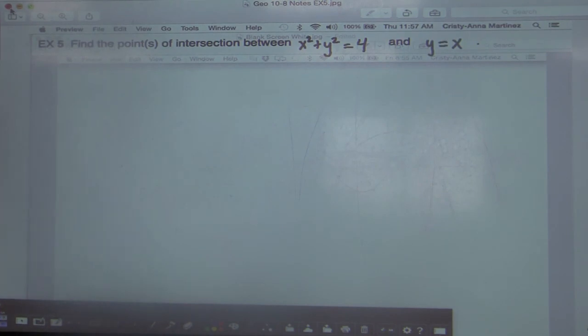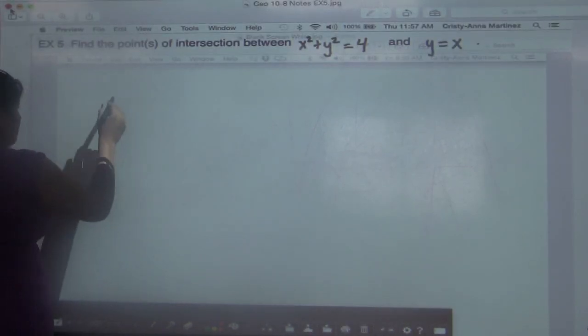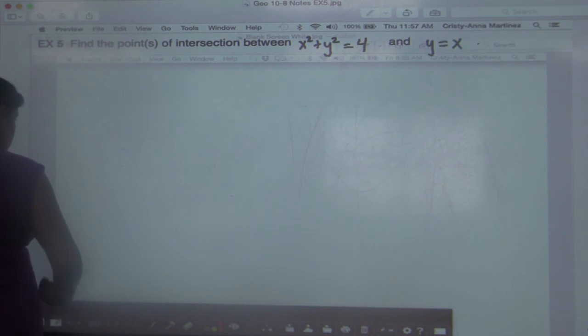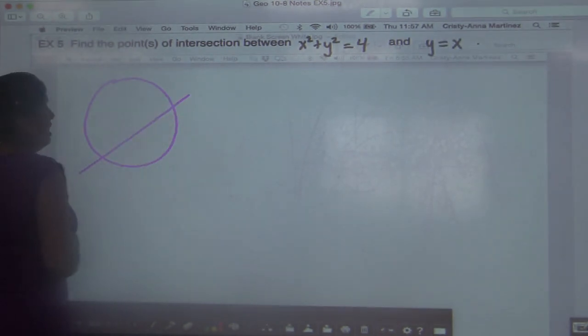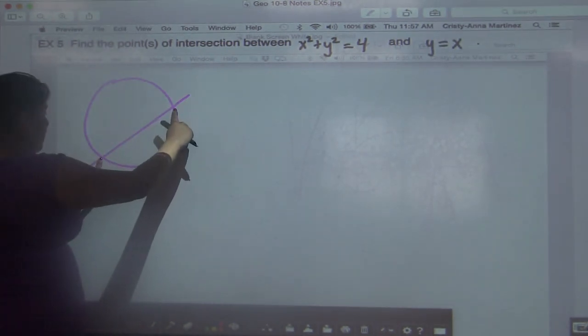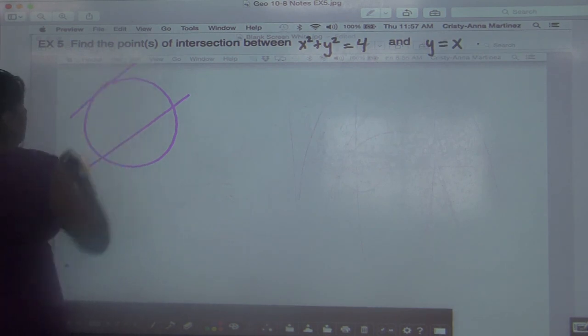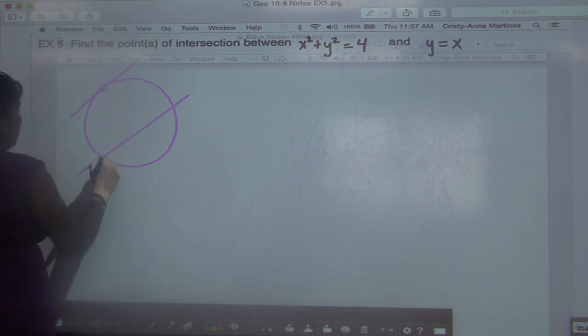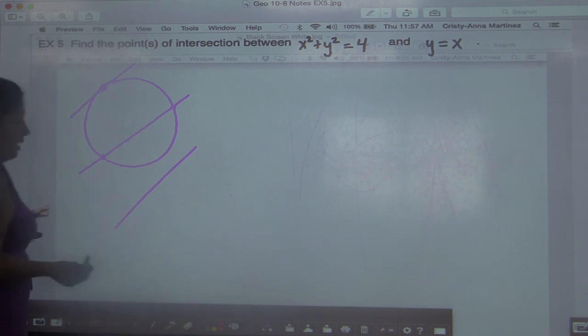It says find the points of intersection between the circle x squared plus y squared equals 4 and y equals x. So I want you to know that what's happening here is that you have a circle, and you have a line like y equals x, and they want us to find out where the two intersect. But remember that it is possible for this line to be tangent, so you could have only one point of intersection, you could have 2 points of intersection, or if they never intersect, you could have no points of intersection.